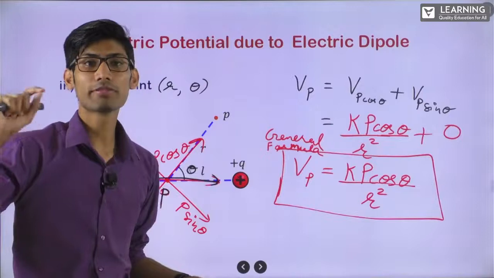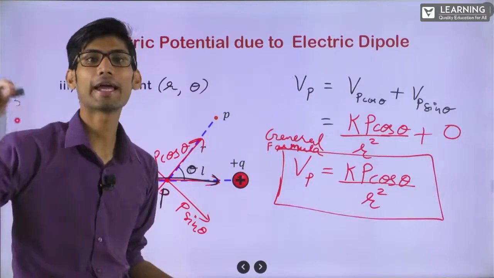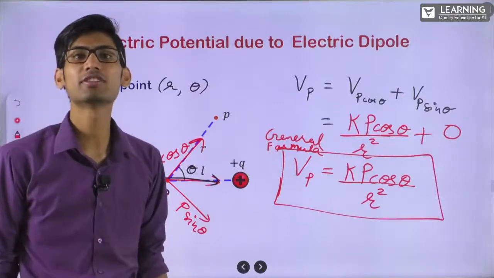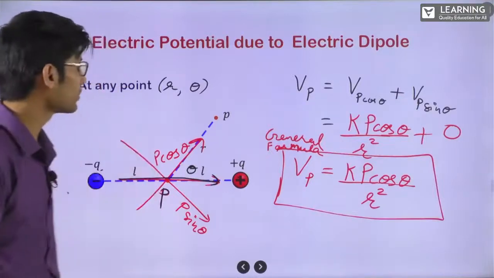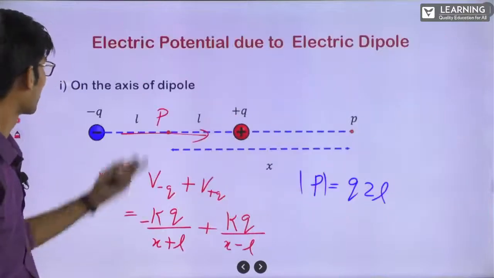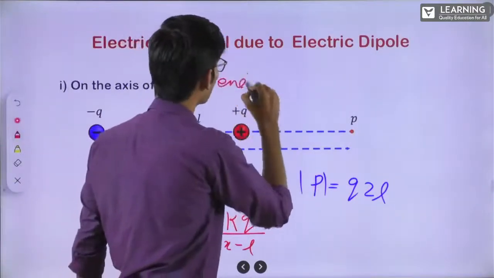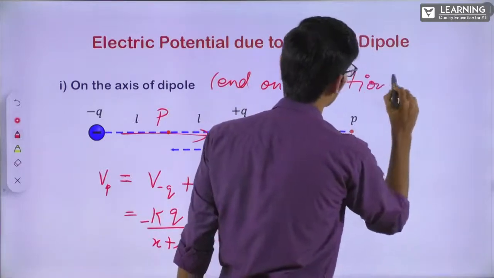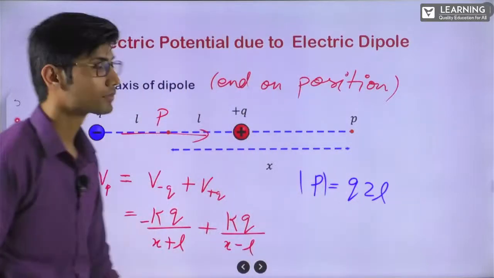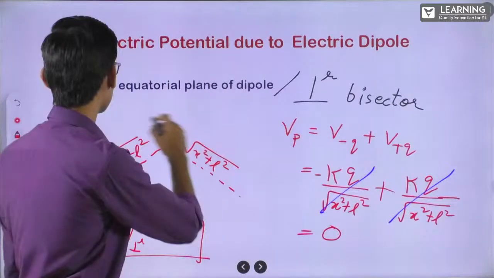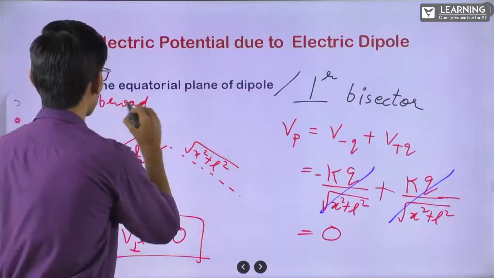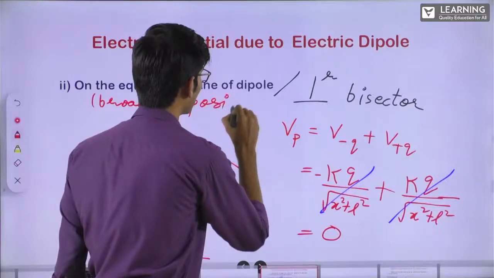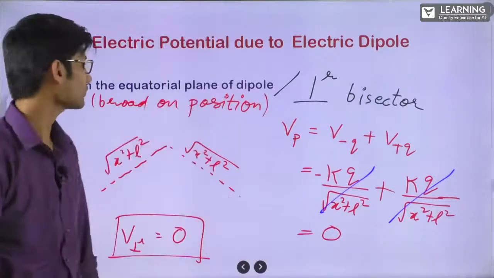Now understand one more thing. In questions, sometimes they will not ask on the axis. They will say end-on position. Sometimes they will not say perpendicular bisector or equatorial plane. They will say broadside-on position. So this position, the first one, you can also say end-on position. And this you can also say broadside-on position. So don't get confused if in the question they mention it like this. All right? Okay.